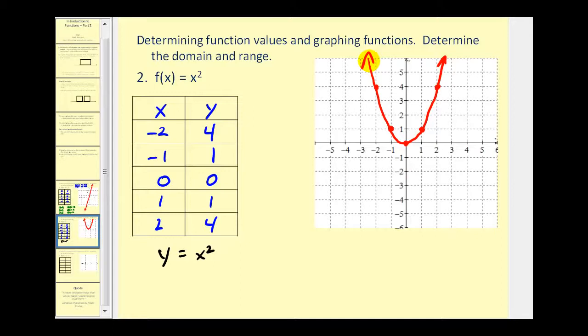And let's see if we can determine the domain and the range of this function. Well, again, the domain is the set of inputs, or x values. We can pick any real number and square it. So again, the domain would be all reals.